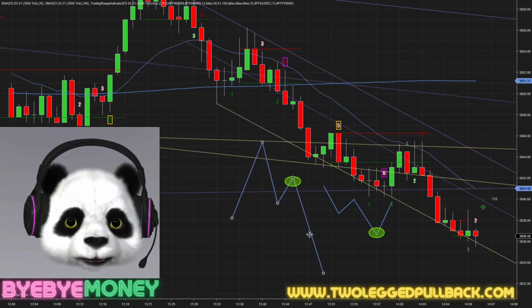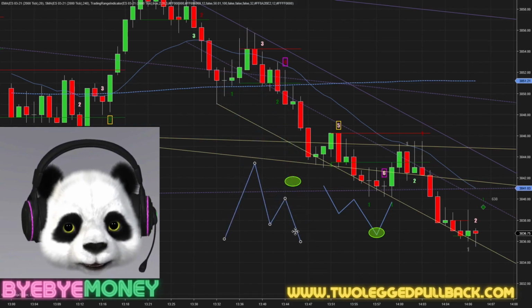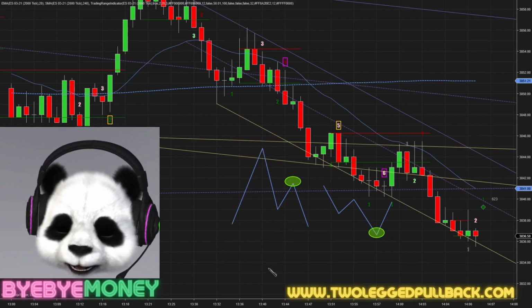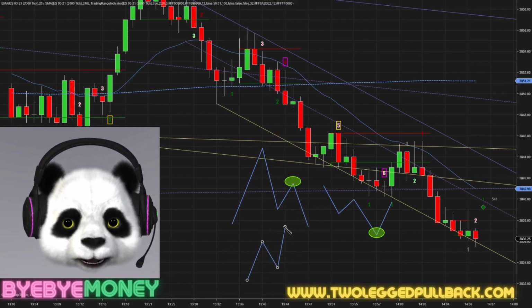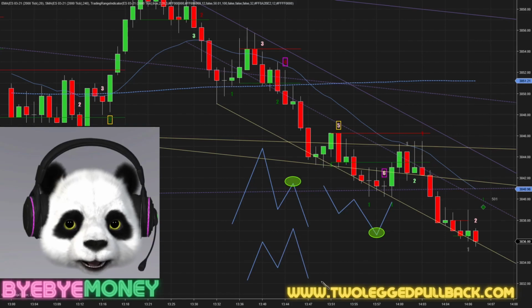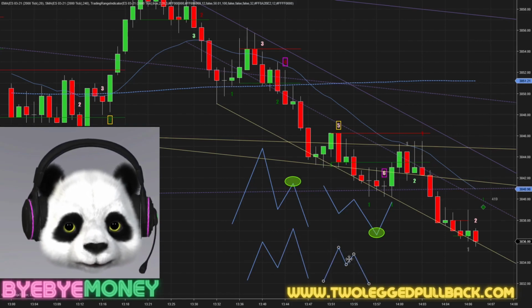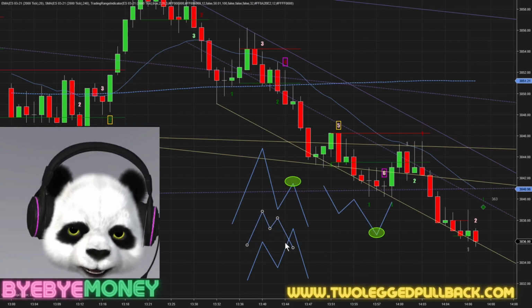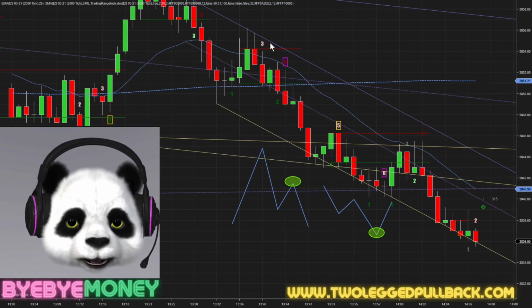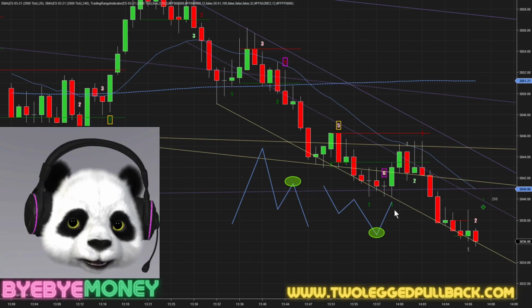And notice how this two-legged pullback looks a little different than the one I drew. You can have two variations. You can have this variation, this is the classical one, and then you can have the second variation, which is with a lower high. And so this one right here is the second variation. We have to find the setup in those key areas such as the moving averages, which is this blue line.